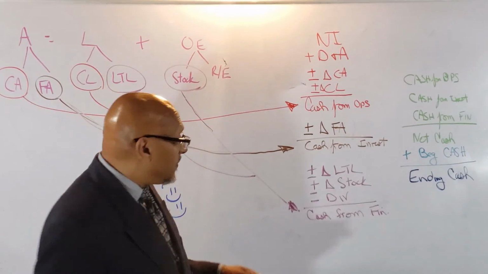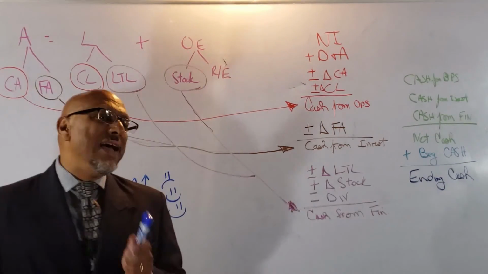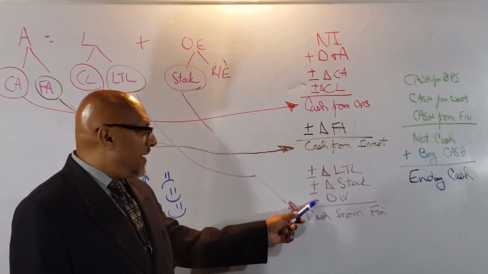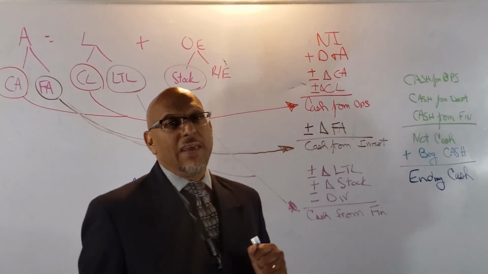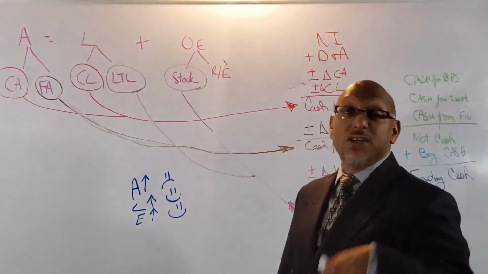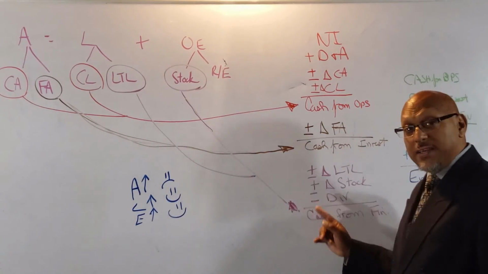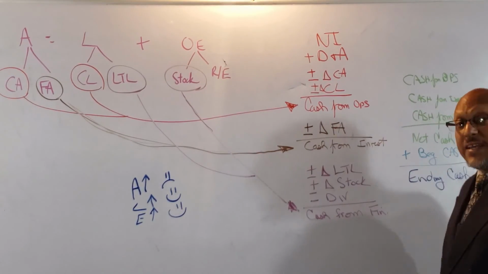So if it's going up, that's good for cash flow. And dividends, if we're paying dividends, and that's a big if, there's a dividend that's declared and paid, that's cash going out. So it's always subtracted. And that gives us our cash from financing.